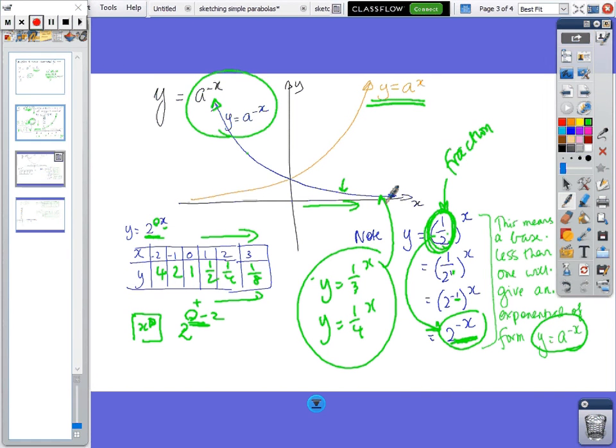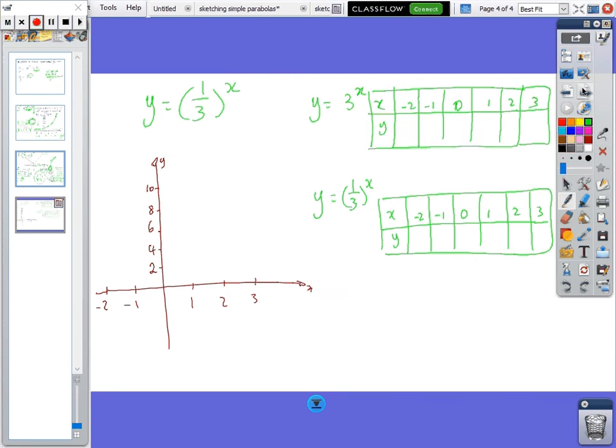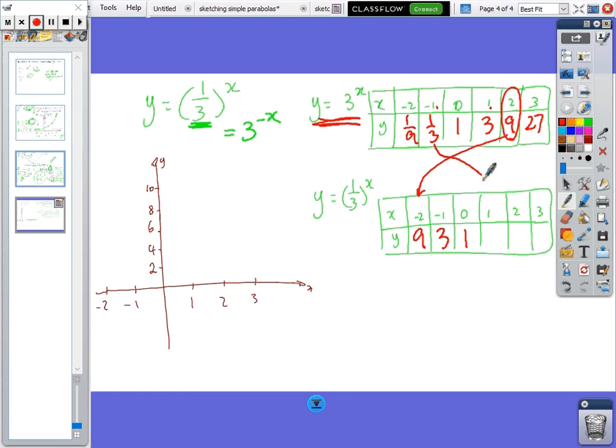Okay, I think we've got one more to go. Copy that, come across. So here's another one. We've got this 1/3 to the x. You don't have to do it this way, but we know that this is a fraction, so we know that this is going to end up being 3 to minus x. So here's one way of doing it. What you can do is you just do your normal 3 to the x: 1/9, 1/3, 1, 3, 9, 27, and then you just reverse it. So 2 would be the minus 2 answer, 1 is the minus 1 answer, and then minus 1 is the 1 answer.